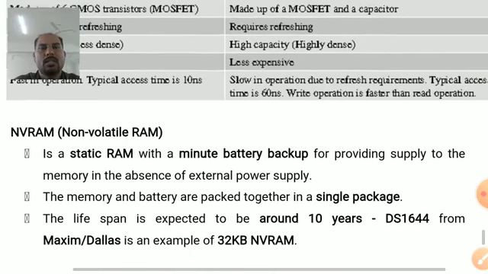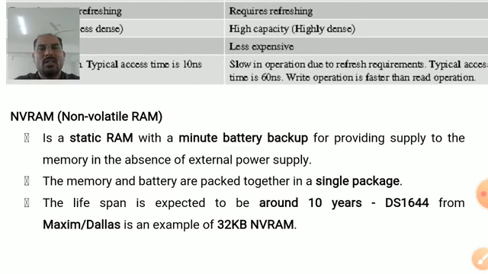Then the last type of RAM is NVRAM, that is non-volatile RAM. It is a static RAM with a minute battery backup, and the battery is used for providing supply to the memory in the absence of external power supply. Both the memory and battery are packed in a single package. The lifetime of this type of RAM is around 10 years. DS1644 from the Maxim or Dallas Semiconductor is an example of this type of RAM, which is of 32 kilobytes.